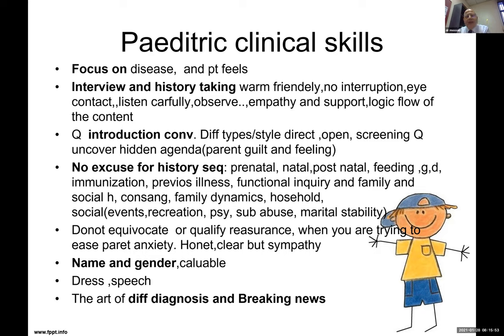For the history, you lead the patient, and get the presenting complaint and the present history, but don't forget to continue with the prenatal, natal, postnatal. What about the feeding, growth and development, immunization? What is the previous illness? What is the functional inquiry and the family history? Is there any social history? What about consanguinity? What about the family dynamics?